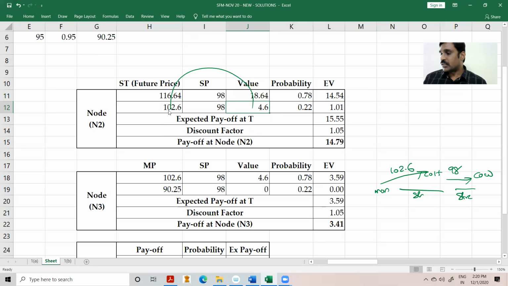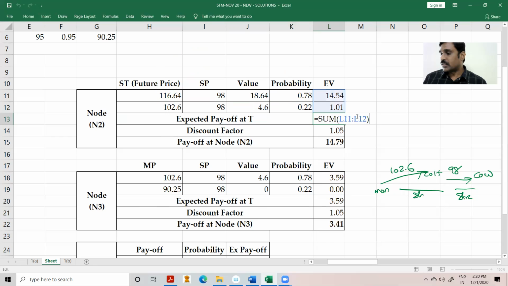I'll get this 4.6 profit when the market price is 102.6. What is the probability that the market price will be 102.6? The probability will be 0.22. Therefore, there is a 22% chance that I am getting 4.6 rupees. This is my expected payoff at T, not N2. This is when I stand at N2.